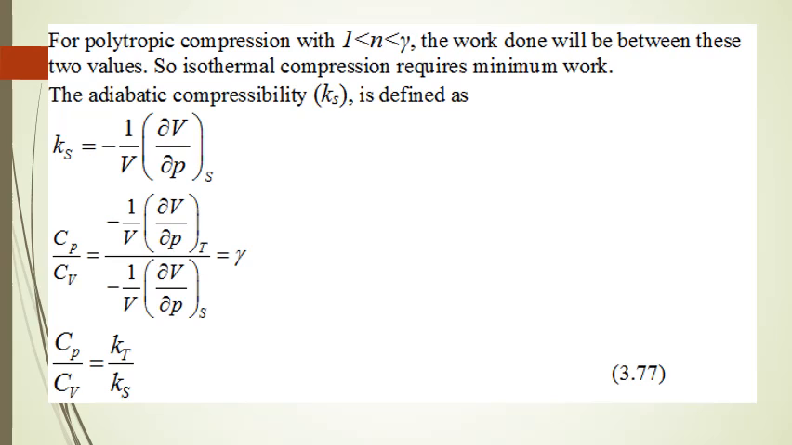So adiabatic compressibility, Ks, is defined as the fractional change in volume with the fractional change in pressure when entropy is constant. So now Cp upon Cv has been written so that we can obtain the ratio of Cp and Cv in terms of Kt and Ks, where Kt is the isothermal compressibility and Ks is the adiabatic compressibility. And finally we get the expression, that is 3.77.